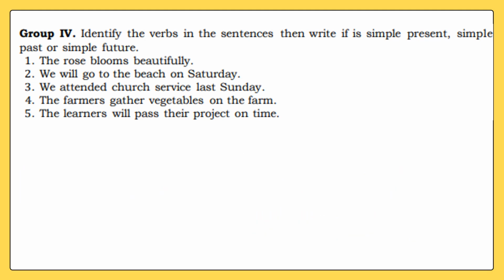And for the last group, identify the verbs in the sentences, then write if it is simple present, simple past, or simple future. Number 1, the rose blooms beautifully. Number 2, we will go to the beach on Saturday. Number 3, we attended church service last Sunday. And number 4, the farmers gather vegetables on the farm. And last, number 5, the learners will pass their projects on time.